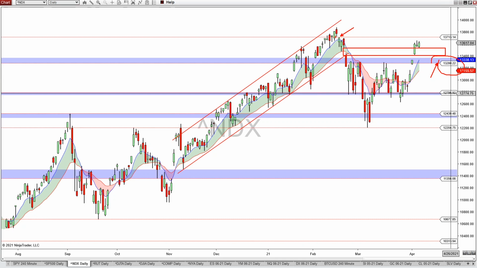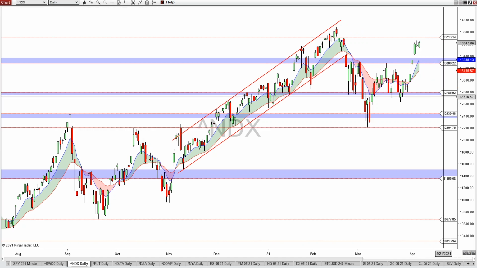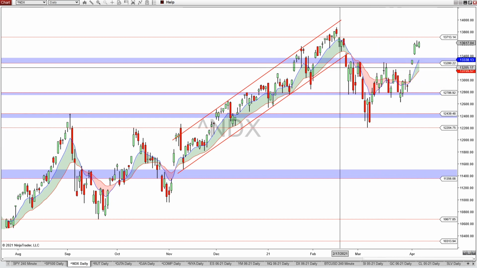13,713. There is a small gap here, just right above that level. So we're going to watch this level, to see if it would be able to come up and take out that level. If it does, then basically the all-time high will be in play. But I wouldn't be surprised to see it pull back and come back down to this 13,280 area because of the negative divergence from the AD line and also the other internals.